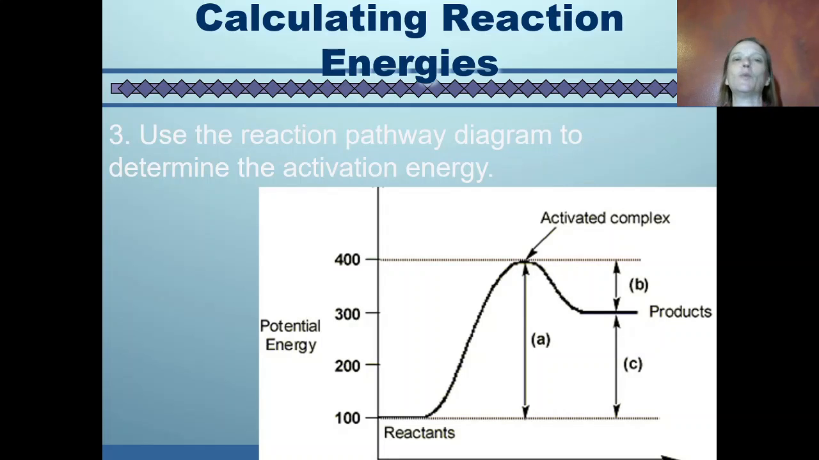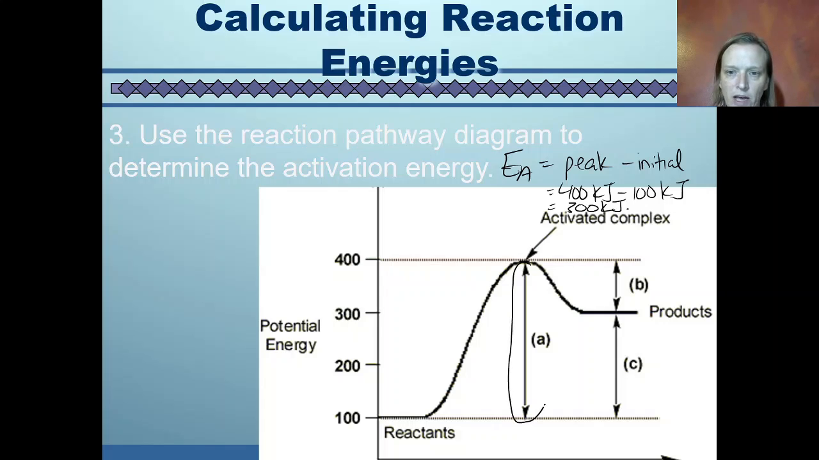Lastly, pause the video while you calculate the activation energy using this graph. Activation energy is always the peak minus the initial value. So our value at the peak here is 400 kilojoules, and our value at the beginning is 100 kilojoules. So our activation energy is 300 kilojoules. Notice that the arrow on the diagram that corresponds to this activation energy is arrow A here.